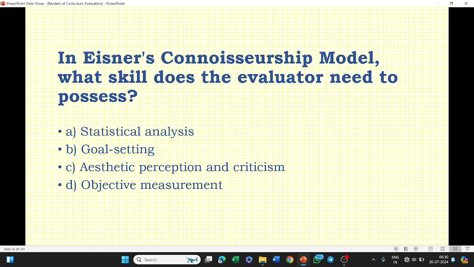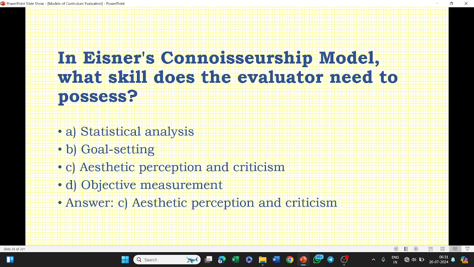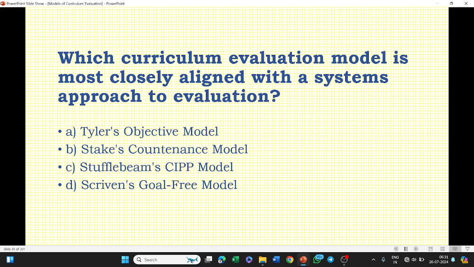Next, in Eisner's connoisseurship model, what skill does the evaluator need to possess? Options: statistical analysis, goal setting, aesthetic perception and criticism, objective measurement. Answer of this question is option C, that is aesthetic perception and criticism.